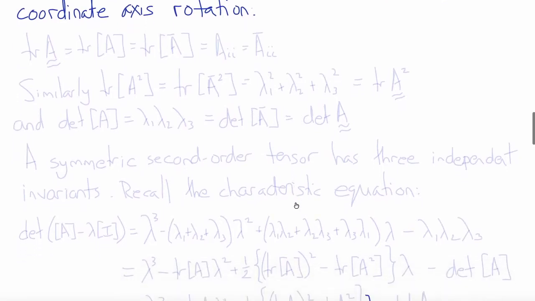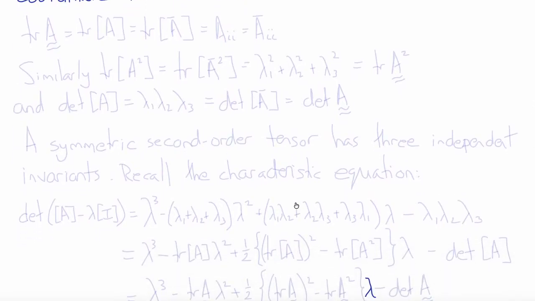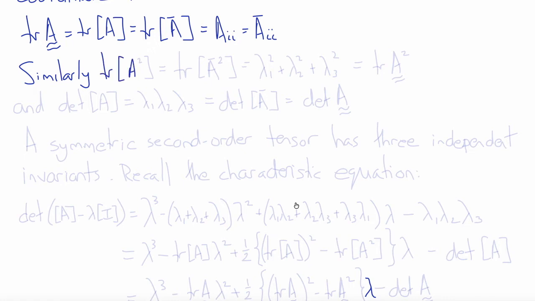So the trace, therefore, is not only a property of the matrices, it's really a property of the tensor. So we can write trace of A, which is a scalar, would equal trace of the matrix A, or trace of the matrix A bar, or A_II, or A_II bar. Similarly, we could prove the same thing for the trace of A squared, or trace of A raised to any power. So the trace of A squared would also be the trace of A bar squared, which would also be lambda 1 squared plus lambda 2 squared plus lambda 3 squared. So again, this is a property of the tensor.